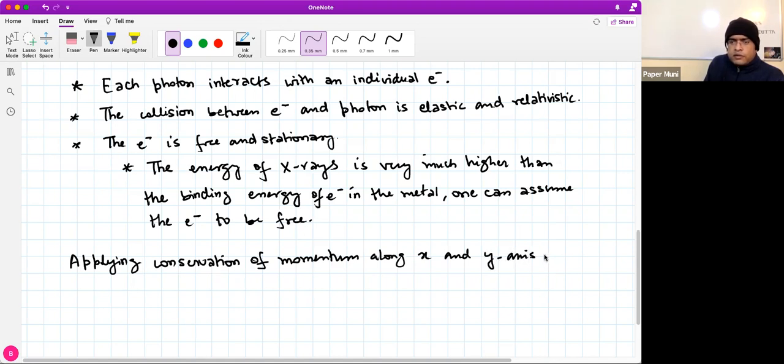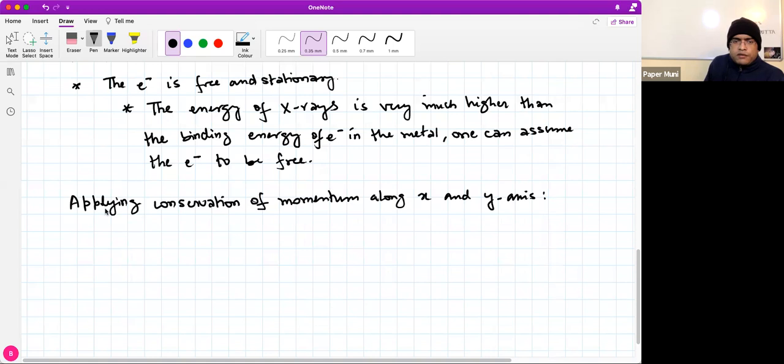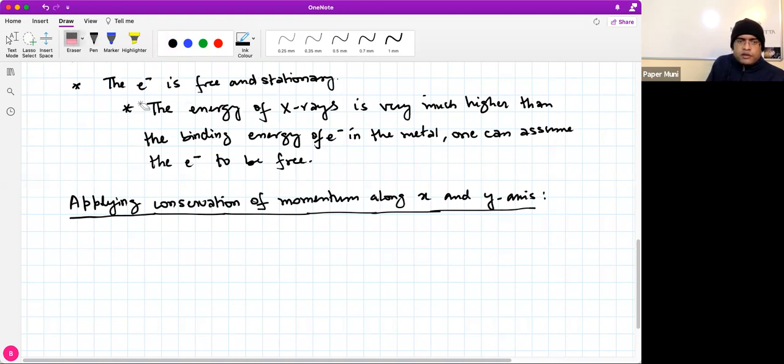Okay, so what we have here. If you see the diagram, if you have it in front of you, you can just write down the momentum in each case. We have the momentum of the photon. Along the x axis, if you see the figure, you can write it down directly from there. What do you have?